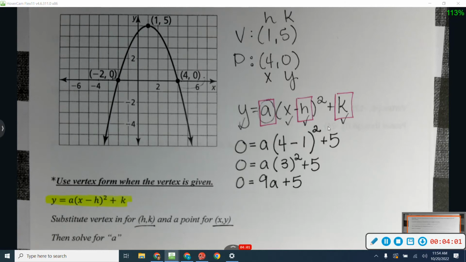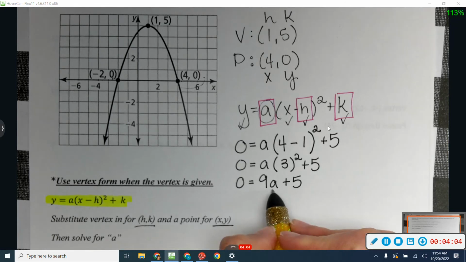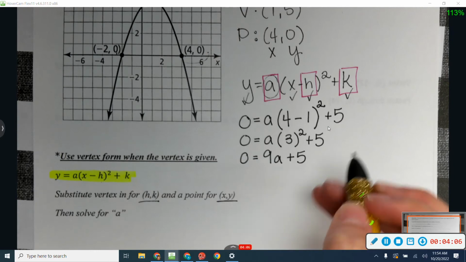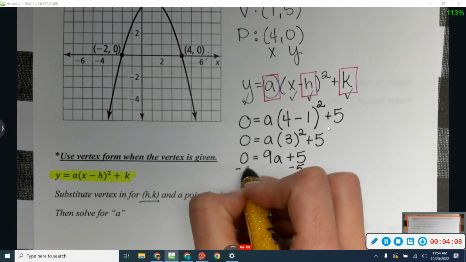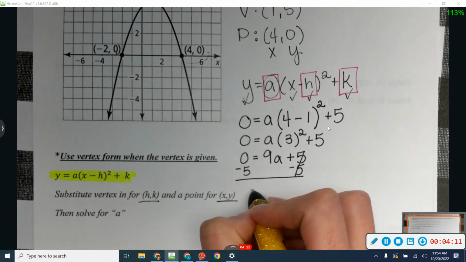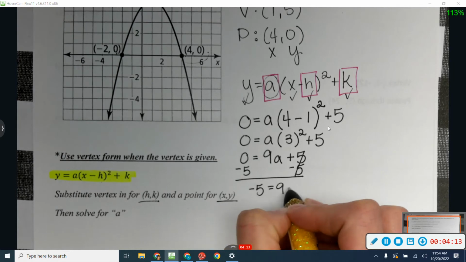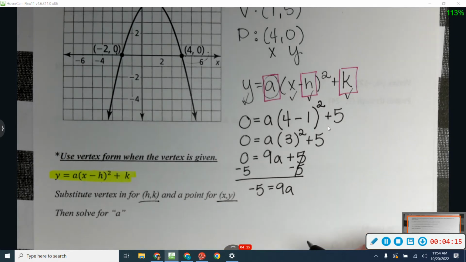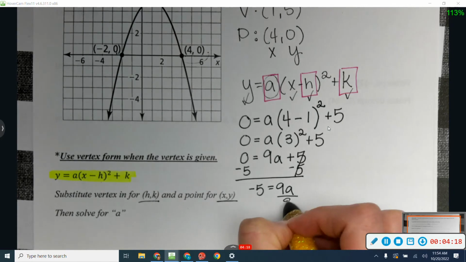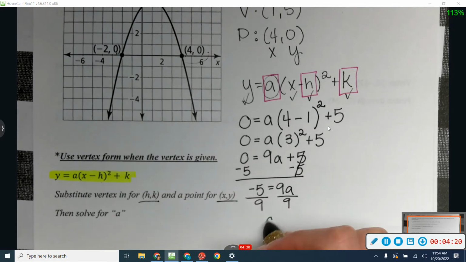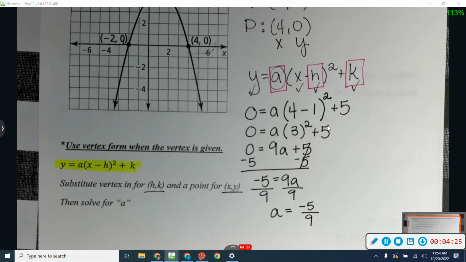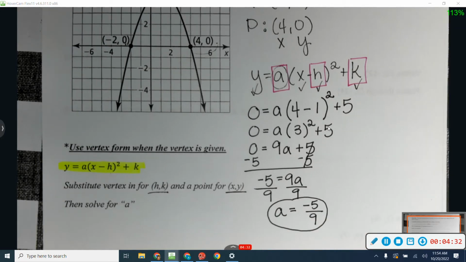Now I need to solve for a. If I want a by itself, what am I going to get rid of? My plus 5. So negative 5 is equal to 9a, and then I get rid of my 9 by doing what? Dividing by 9. So a is equal to negative 5/9. Did y'all follow me? Okay. Do we have questions on how we got that?